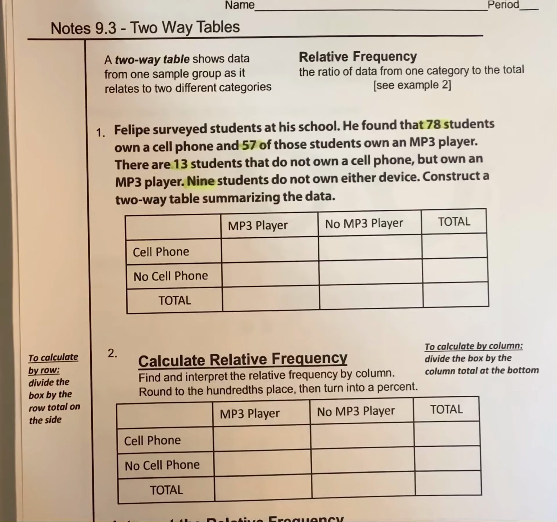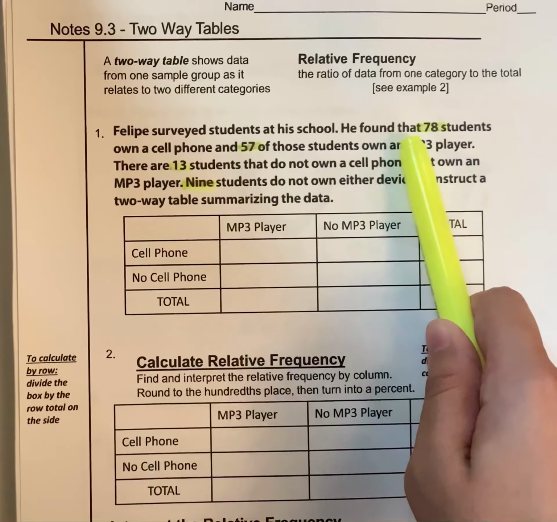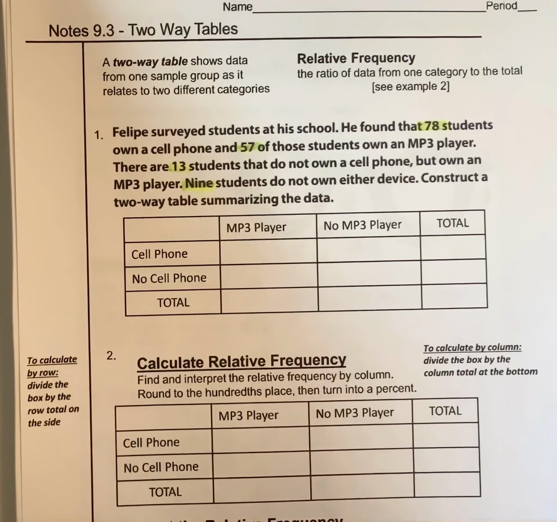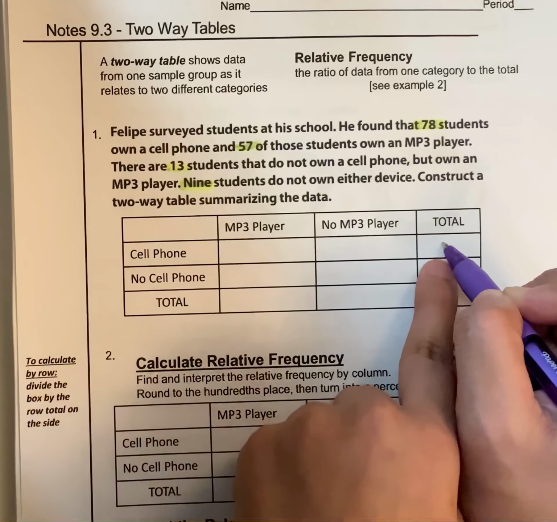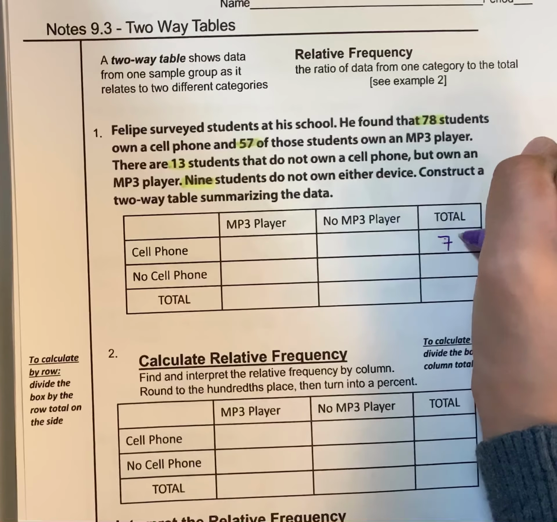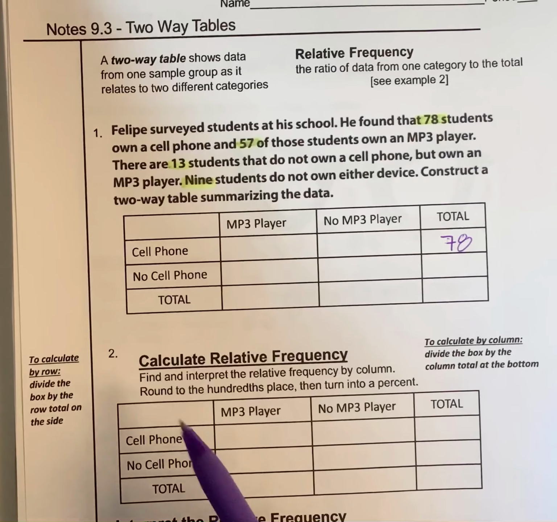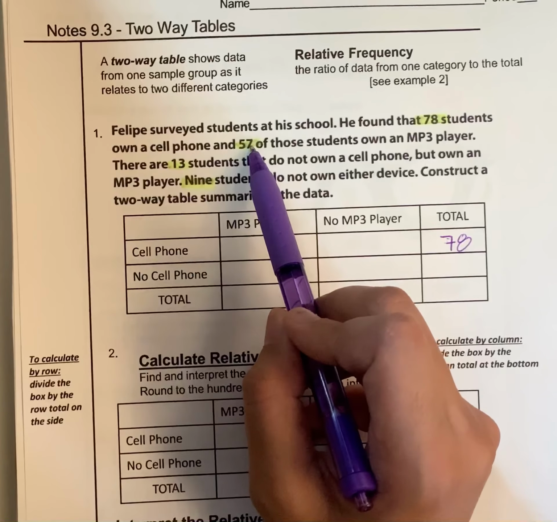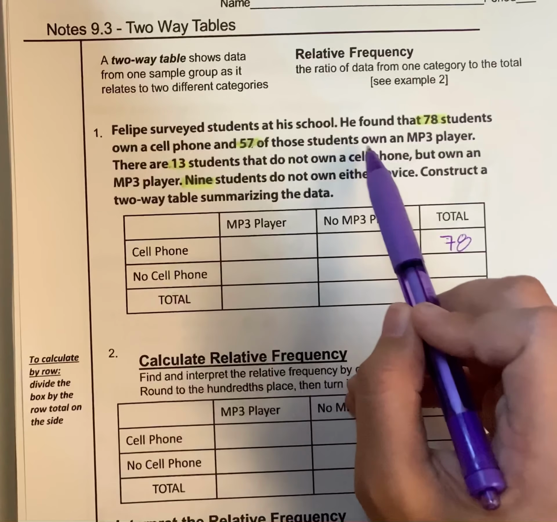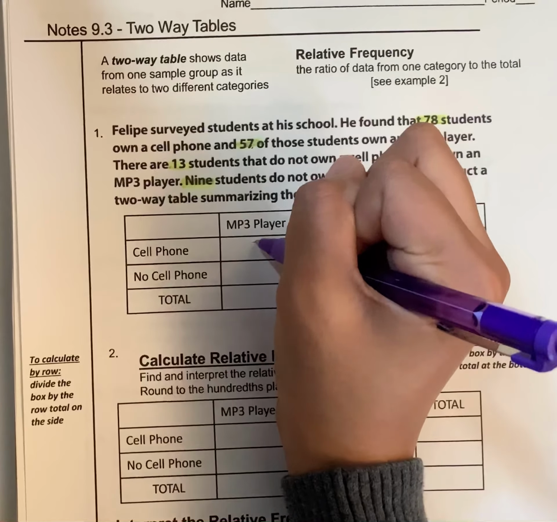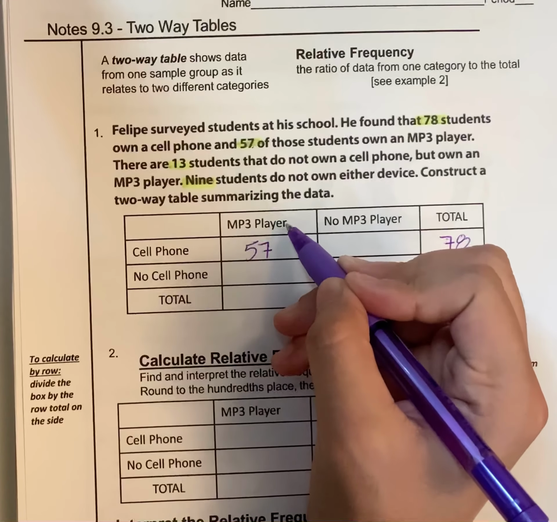So the first thing that we highlighted in this problem was that he found that 78 students own a cell phone. So the first thing we want to do is write our 78, the total amount of students that own a cell phone, in our table. So we're going to write 78. And if we continue reading the problem, we see that 57 of those same students own an MP3 player. So 57 students own an MP3 player.